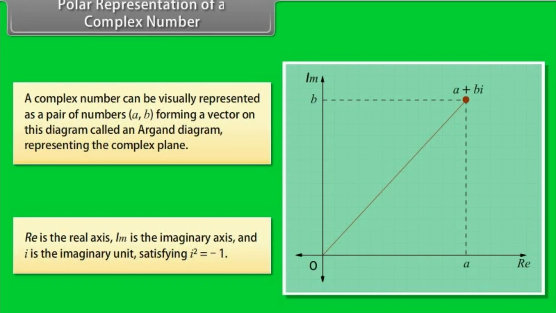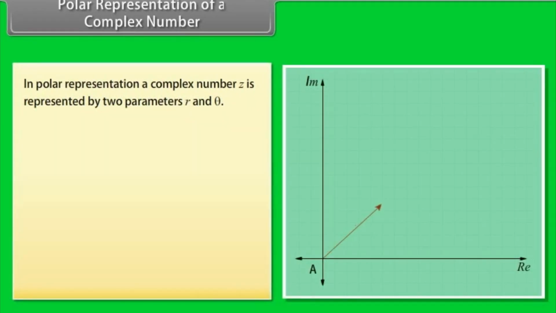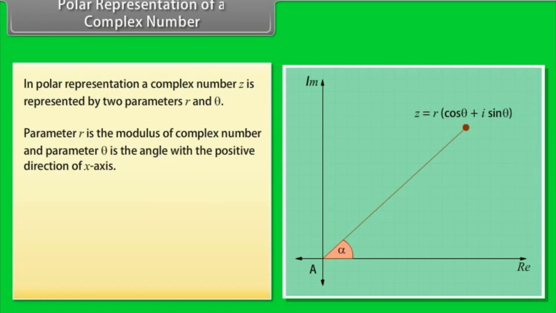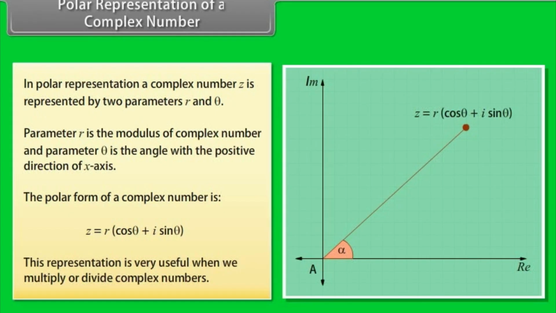In polar representation, a complex number z is represented by two parameters r and theta. Parameter r is the modulus of the complex number, and parameter theta is the angle with the positive direction of the x-axis. The polar form of a complex number is z is equal to r into cos theta plus iota sin theta. This representation is very useful when we multiply or divide complex numbers.